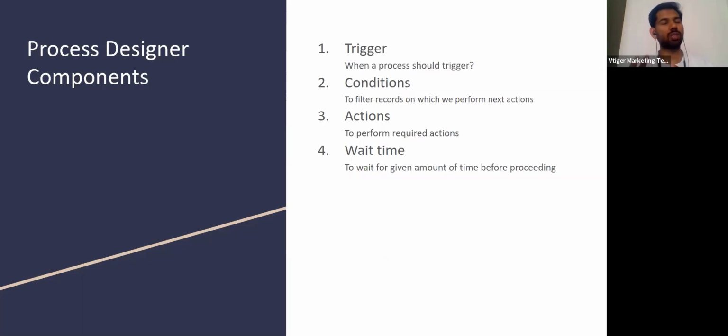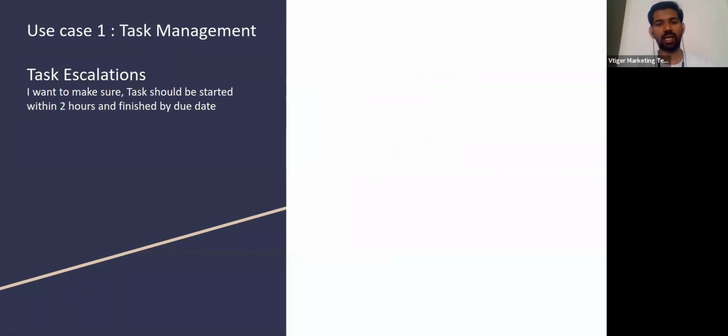Now, let's go and see these things in action to understand them clearly and in depth. I took some use cases to make it clear how to use it. I took one simple use case of task management, right? Task escalation is my goal in this use case, where I have a project going on in my team, and I want to make sure my task is started within 2 hours. If a task comes to our team and is in pending state, within 2 hours someone should pick it up and start working on it, and it has to be finished by the due date.